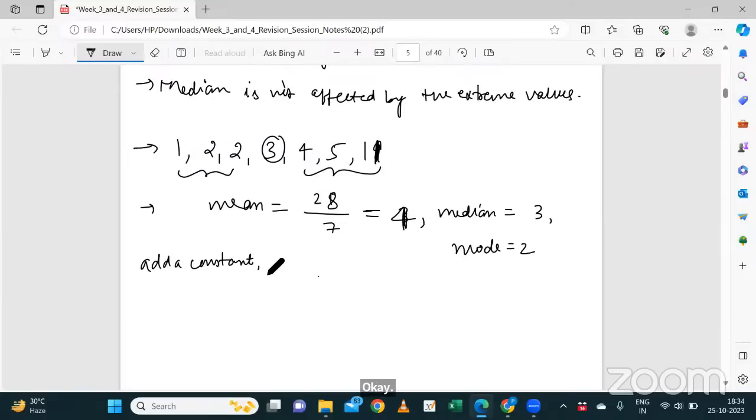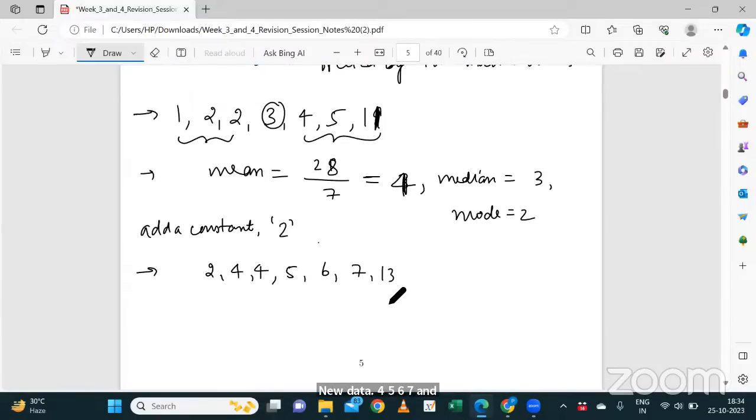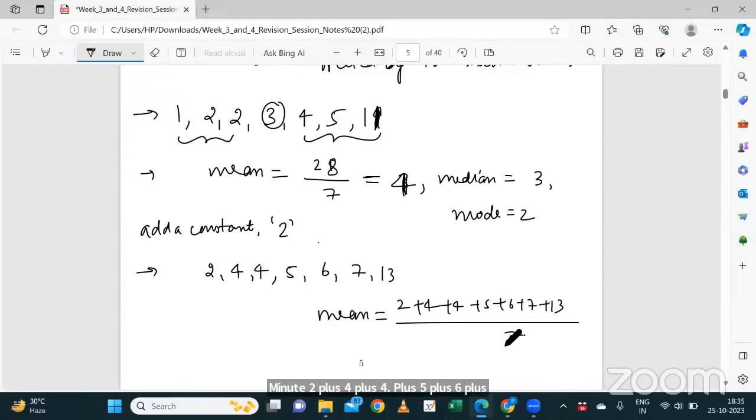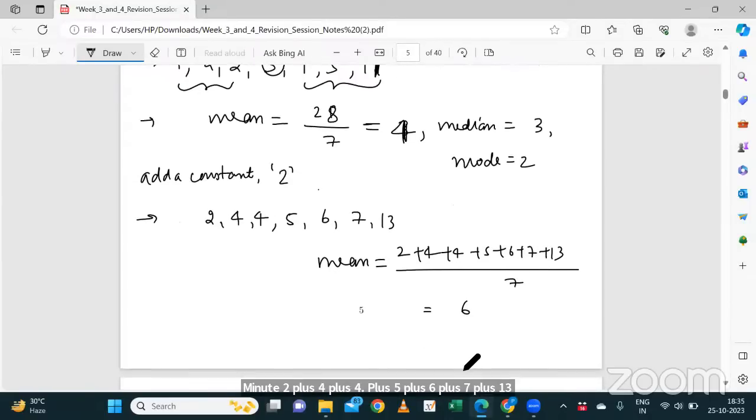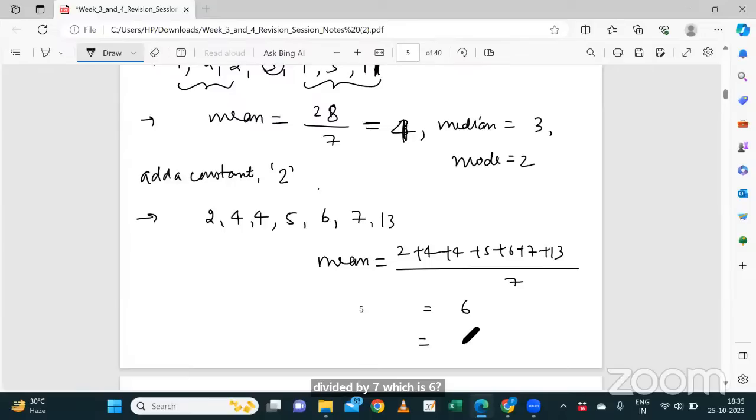Now suppose I want to add a constant, let's say 2, to all these observations. Then what will be my new data set? The new data set will be 2, 4, 4, 5, 6, 7, and 13. Correct? What will be the mean now? The mean will be 2 plus 4 plus 4 plus 5 plus 6 plus 7 plus 13 divided by 7, which is 6.